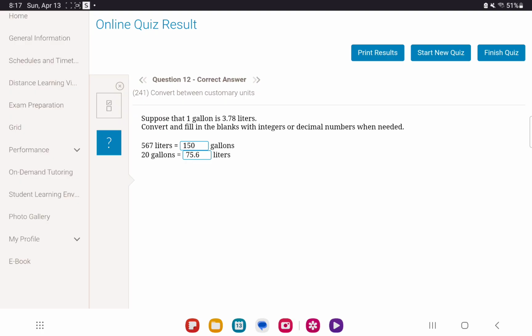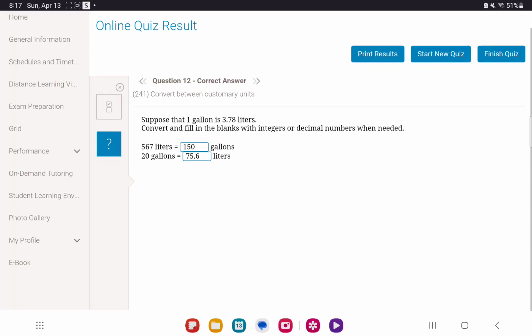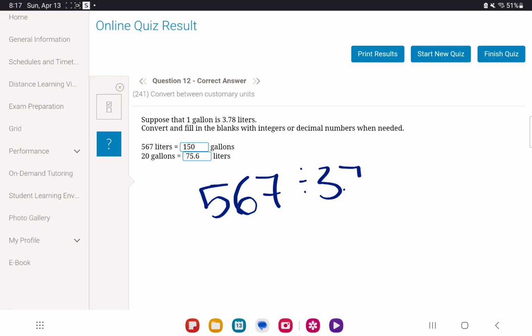Okay, so here they're telling you 1 gallon is 3.78 liters. So for 1 liter, you divide by 3.78 to get to gallons. So 567 divided by 3.78. If I do it on my calculator, 567 divided by 3.78, you get 150, and that's your answer.